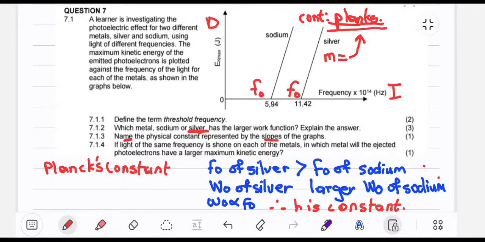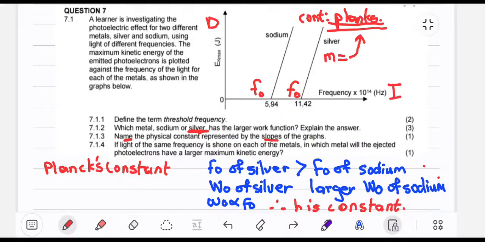Sometimes we say write down the value of the physical constant represented by the slopes of the graph. So you answer the question. In this case, the question wanted the name, so you would write down the name. Hoping it's fine. Now let's go to the other one.